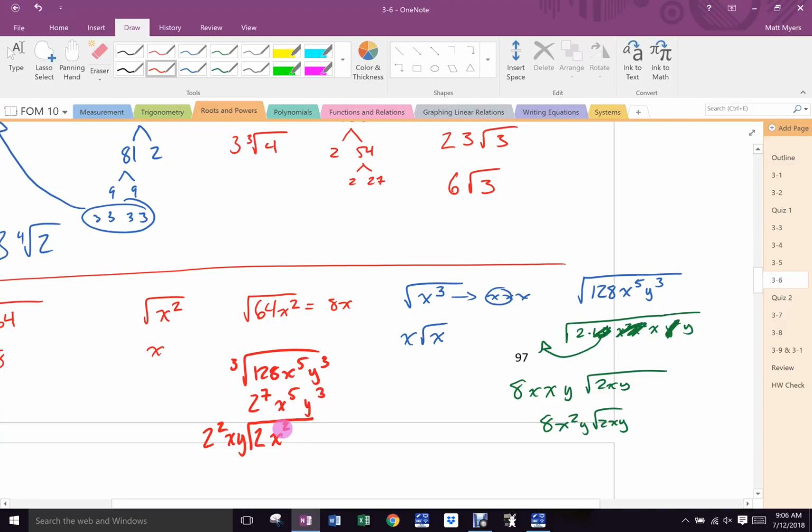Then I put my sign back in. Would I leave 2 squared written that way? What would I write it as? 4xy cube root 2x squared.